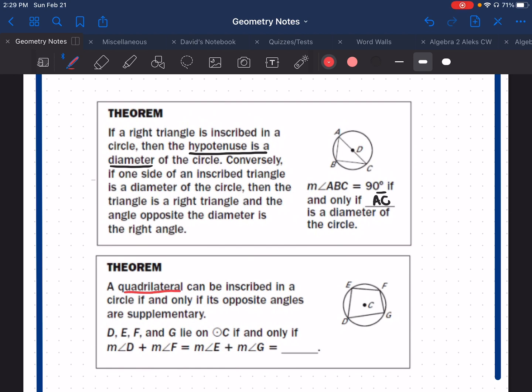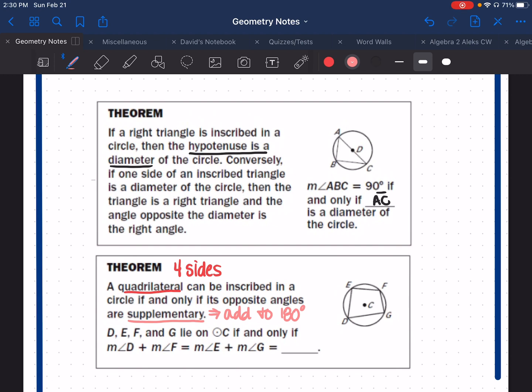A quadrilateral. Remember, a quadrilateral means that we have 4 sides. Quadrilateral is any 4-sided polygon. It can be inscribed in a circle if and only if all its opposite angles are supplementary. There's a word we haven't seen in a long time. Remember, supplementary means that we add to 180 degrees.